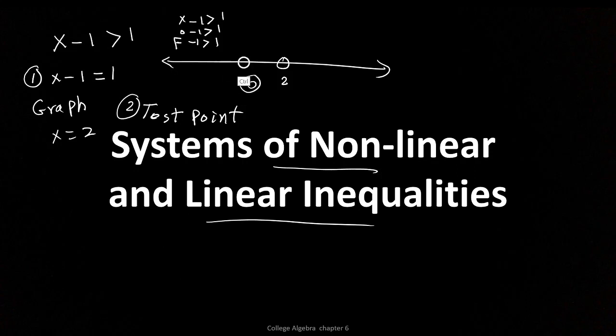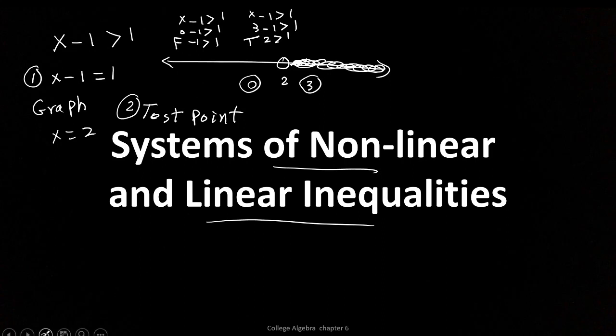So we're not going to shade on this side. We're going to test a point on this side. Let's say 3. So x minus 1 is greater than 1. 3 minus 1 is greater than 1. So 2 is greater than 1. Is this true? Yes. So we're going to shade on this side. Okay? All right. So that's how we solve this inequality.